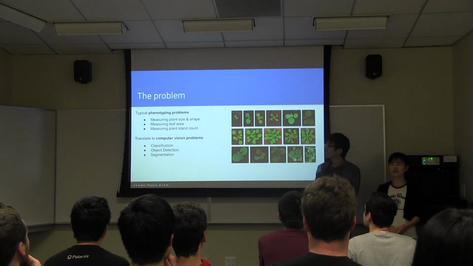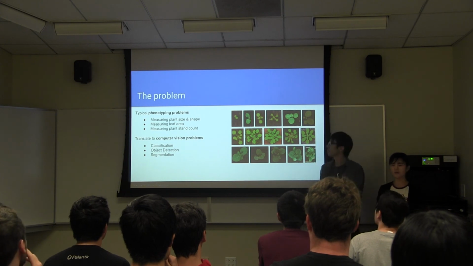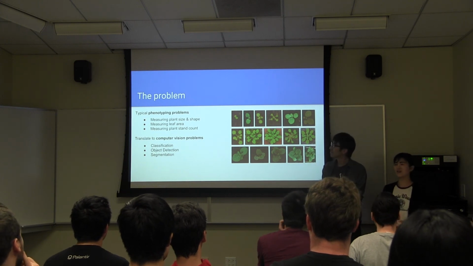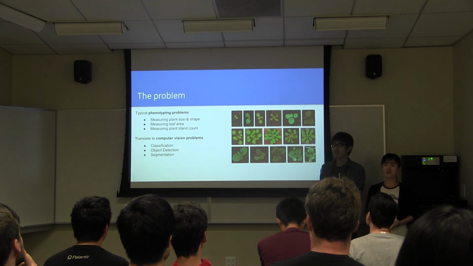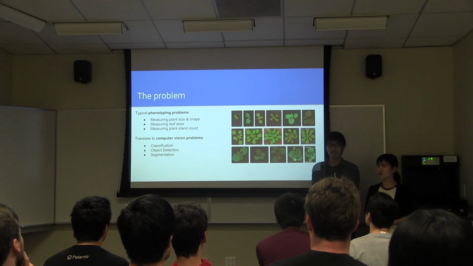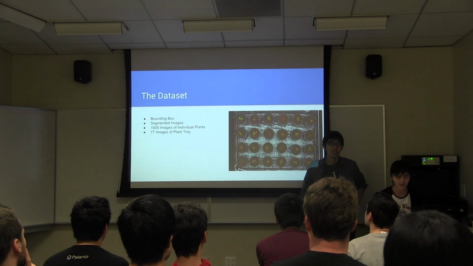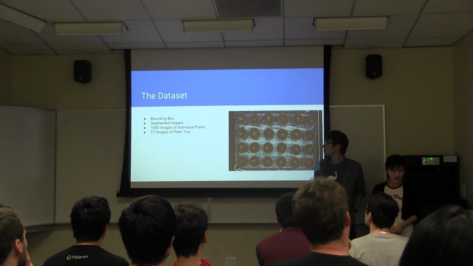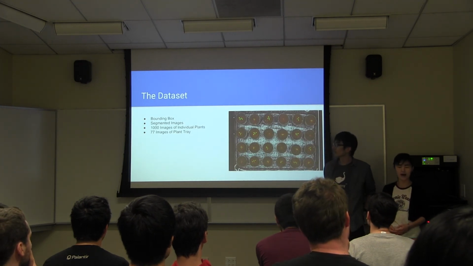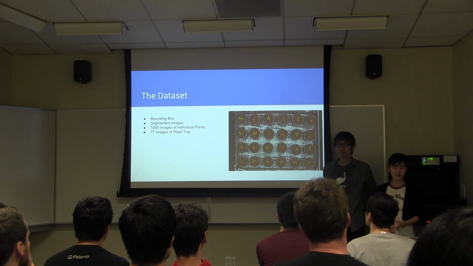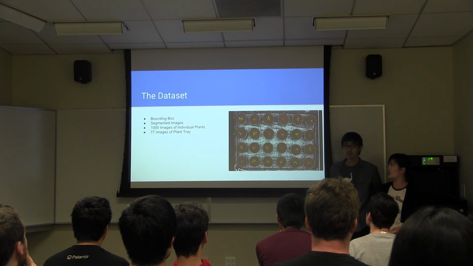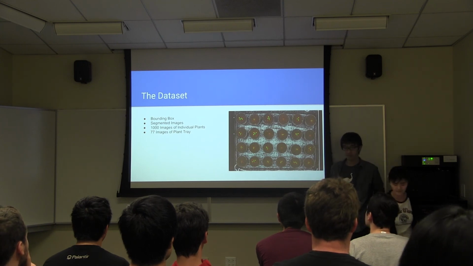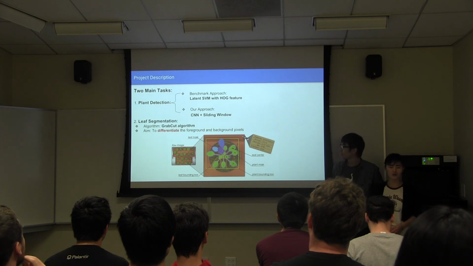Examples of typical plant phenotyping problems are measuring plant size and shape, leaf area, and the plant stand count, which can be translated to object detection, classification, and segmentation in computer vision. In terms of our data set, we have images with bounding boxes and segmented images. In total, there are 1,000 images of individual plants and 77 images of the plant tray, as shown here. Our project has 2 main tasks.